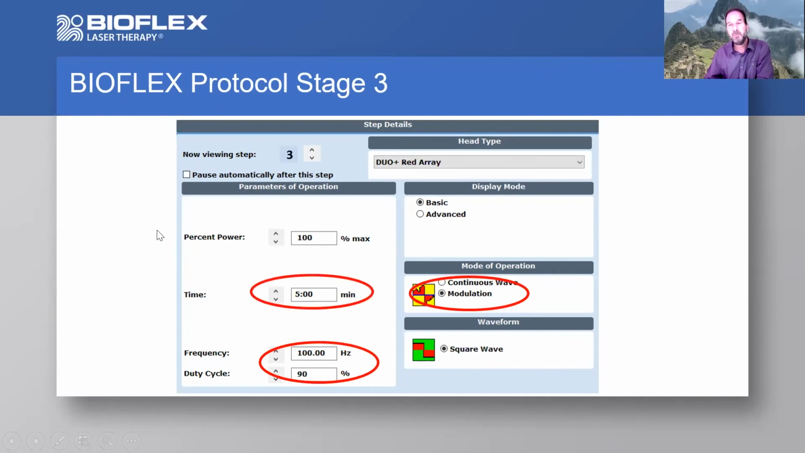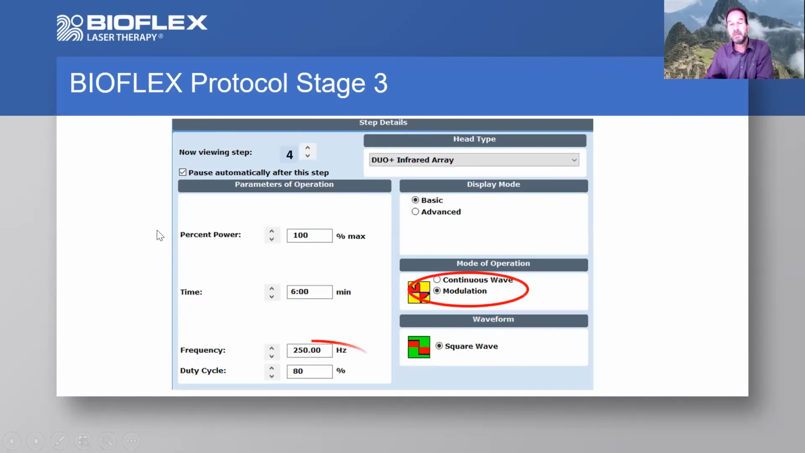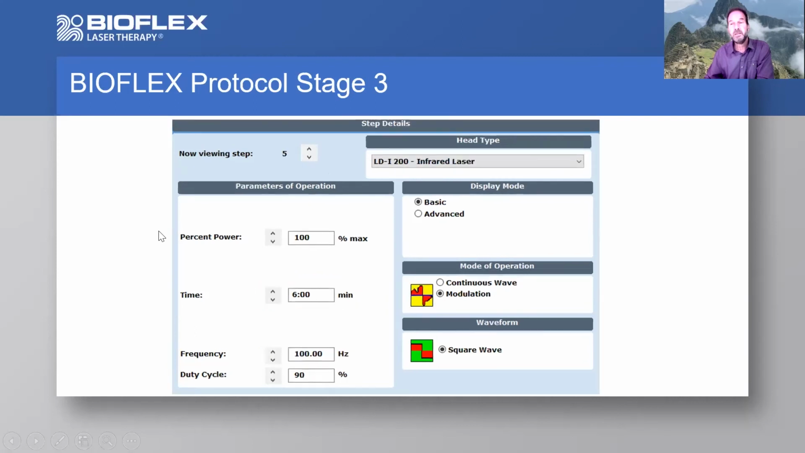Similarly, same red and infrared settings as well. And then the only change there is the infrared laser. We're at 100% power, but we're pulsing it out at 100 cycles per second at 90% duty cycle. So slightly less power, but because we're pulsing it out, that may have a little bit more stimulatory effect. So those are the protocols.